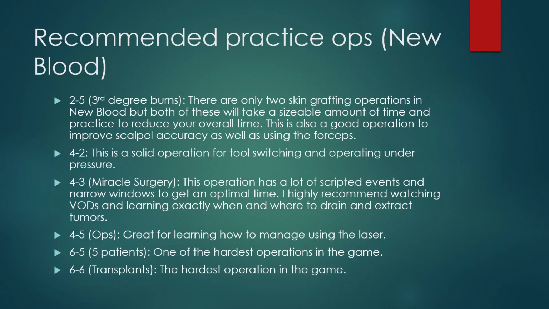And lastly, 6-6. This is by far the hardest operation in the game, and definitely between at least New Blood and Second Opinion. It's easily the hardest operation in the game, because on the second patient, you have to contend with Onyx and Share, do a transplant, and watch the vitals all at the same time. It's a lot to manage and juggle. So definitely something you want to practice and get good with.